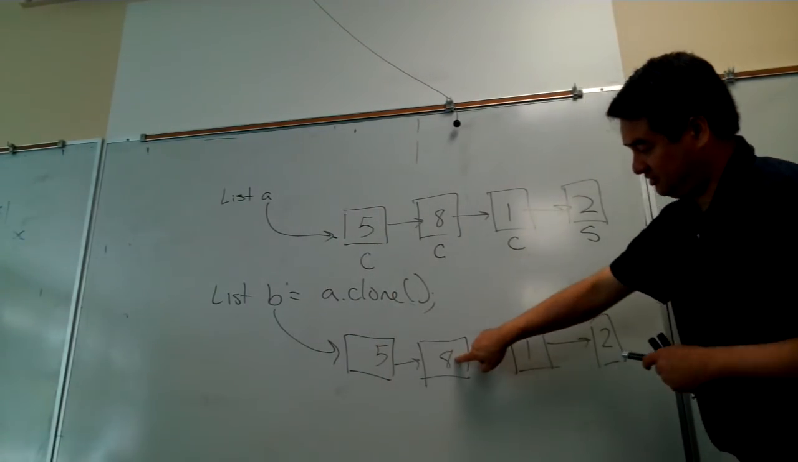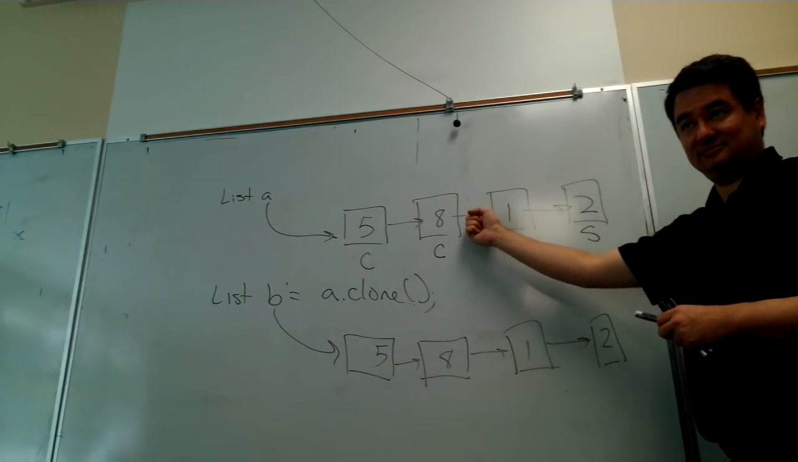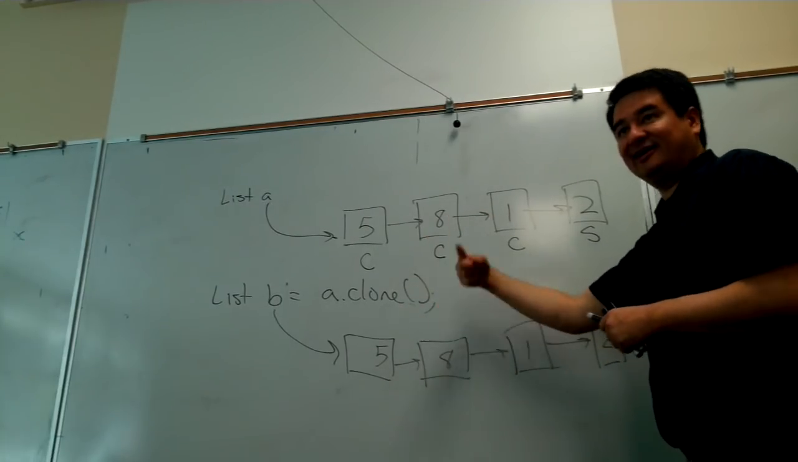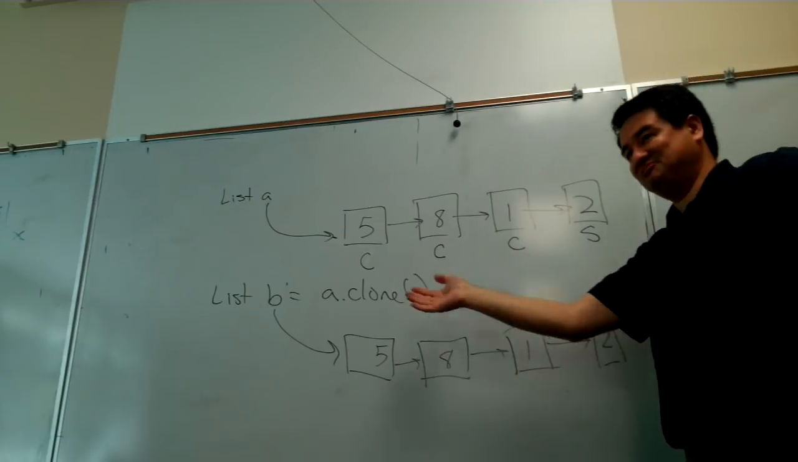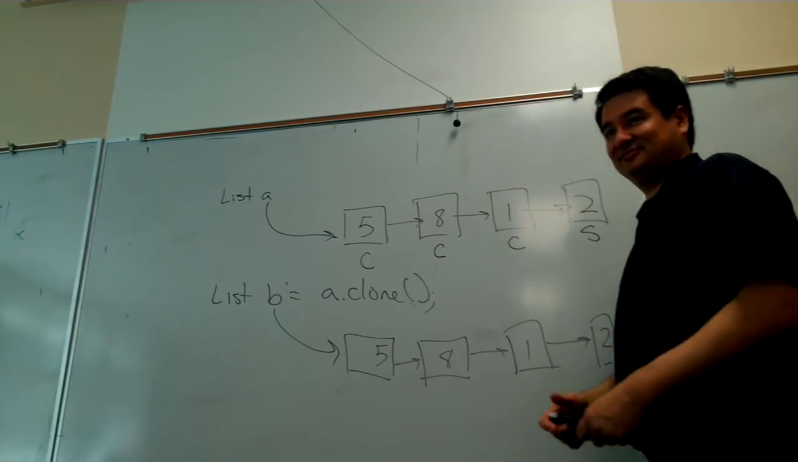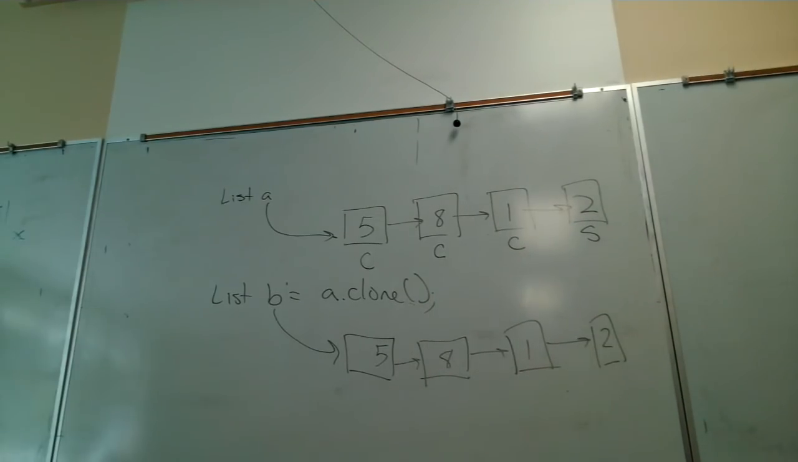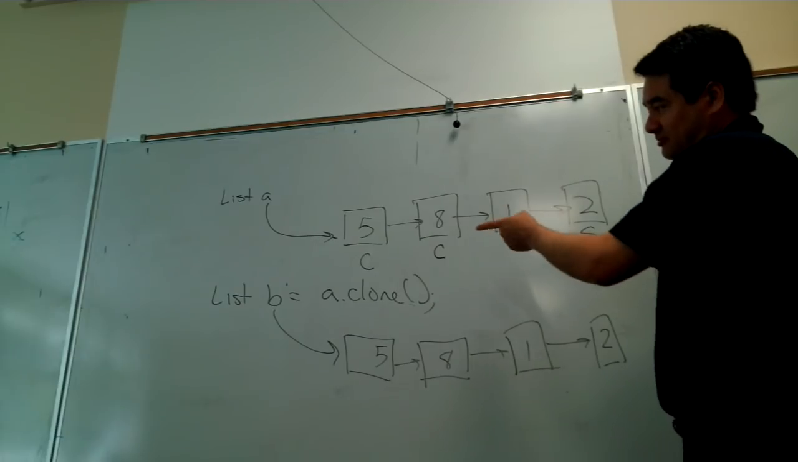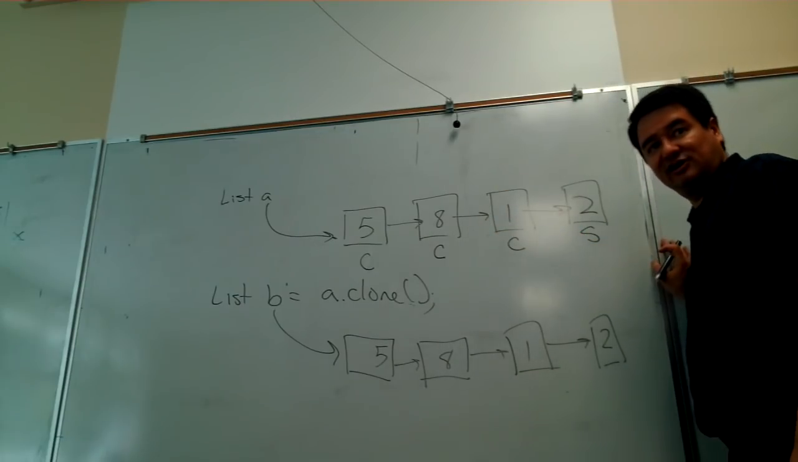But then if I mutate this 8, it doesn't affect A. I could wrap this up in a loop and go A dot clone, A dot clone, A dot clone, and I get dozens of copies of A. So let's talk about how do we make a list clone itself?